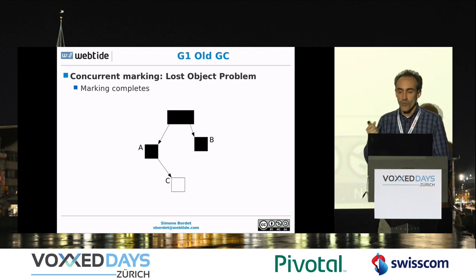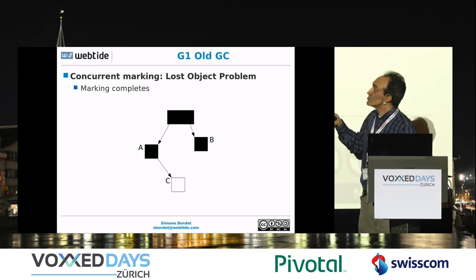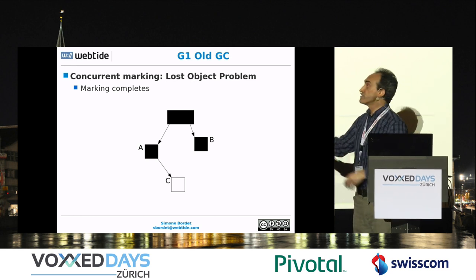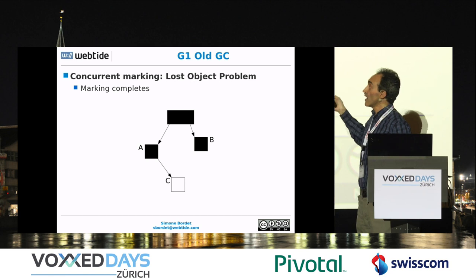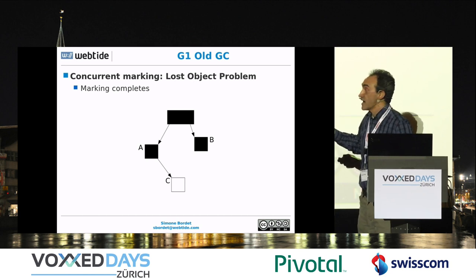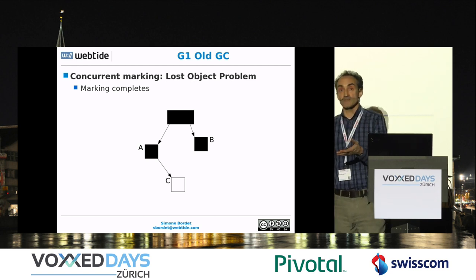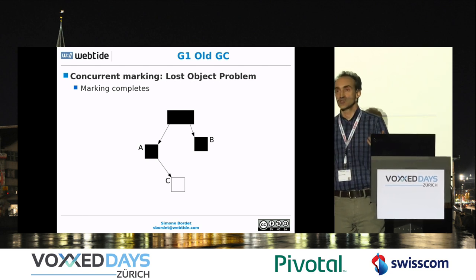So, how G1 solves this issue. This is bad because imagine I copy this object into a different region. Then from that new region I will have a pointer that points to this C object that is considered garbage because it's white, which could be overwritten by new allocations. So I have a dangling pointer to some random code, and the JVM will crash.